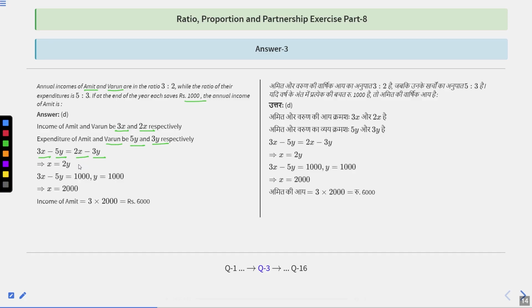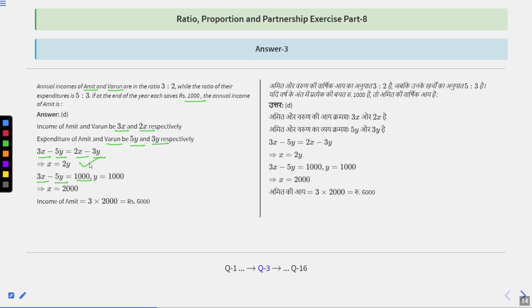By this equation, we get x equals 2y. So we can put 2y in place of x, or we can put x in place of y, so you can use either one. So we put x in place of y. Then 3x minus 5y equals 1000. It is given that the income is 3x, the expenditure is 5y, and the saving is 1000.